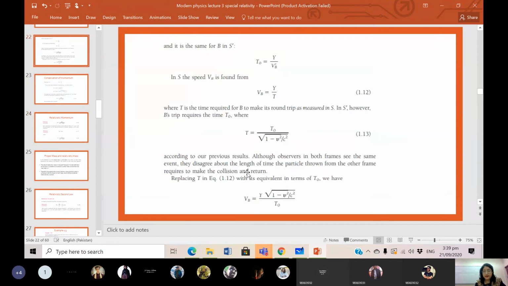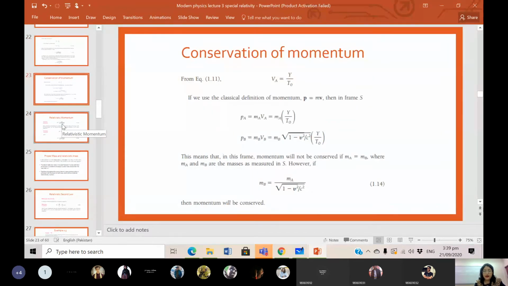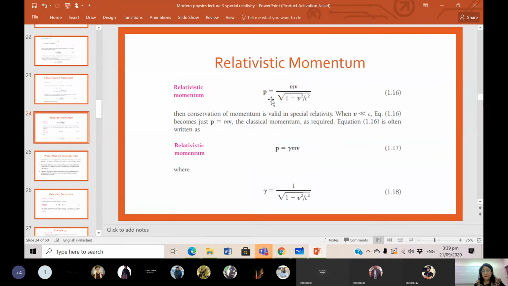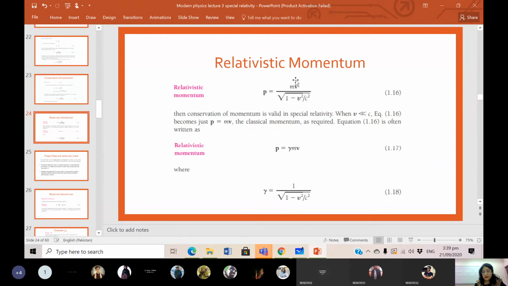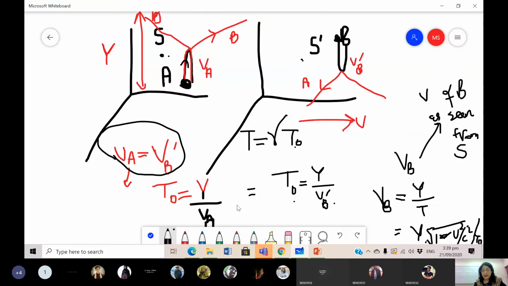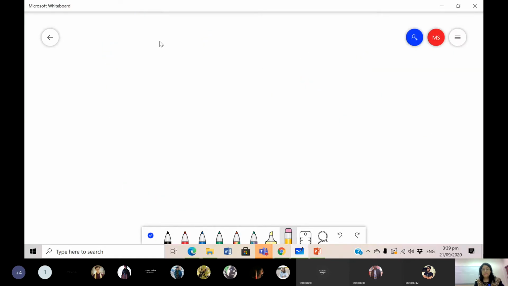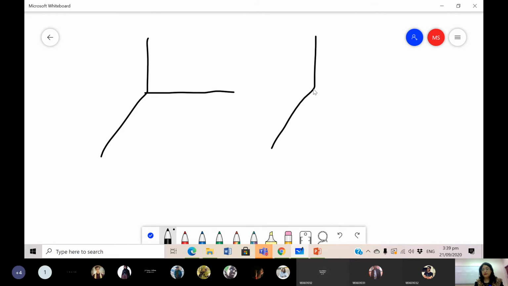So now after we get this equation, we get the equation for relativistic momentum, because momentum P is equal to mv. Okay? So here we have MB is equal to MA divided by the gamma factor. So if I say MB VB, momentum of B as seen from frame A, let me erase the board. Now what do you mean by relativistic momentum? From which frame are we observing, and what are we observing?